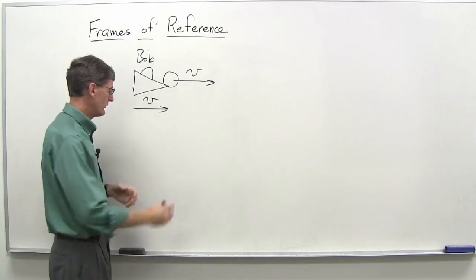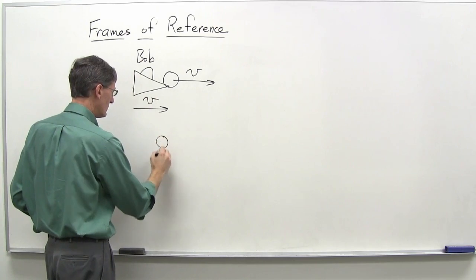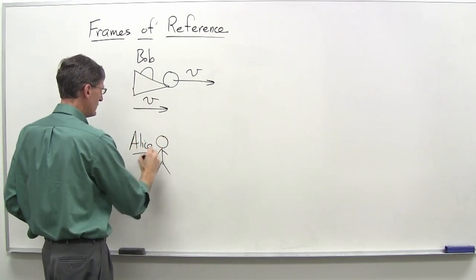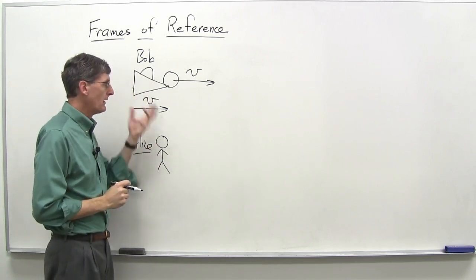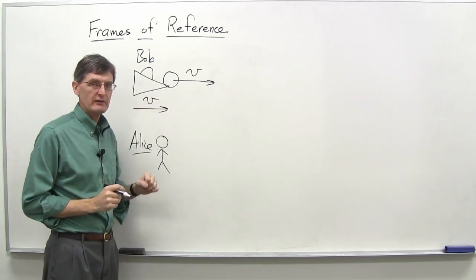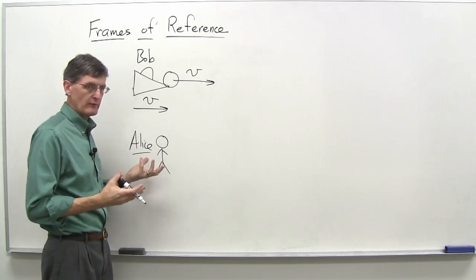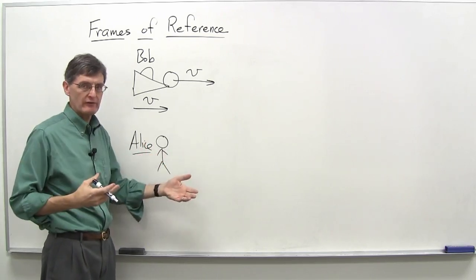So what does Alice see? So here's Alice here. She's observing Bob go by. The question is, what velocity does she see the escape pod going at? Well, very simply, we just add the velocities.